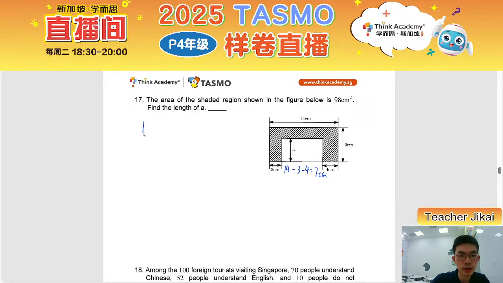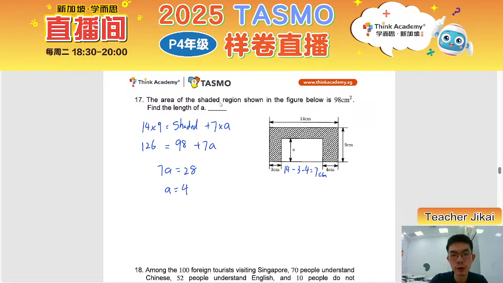Right. Total length 14, breadth 9. It will be equal to shaded and the missing rectangle, length 7, breadth 8 here. And we know the shaded is 98, right? So 126 will be equal to 98 plus 7a. So 7a here is 28. A here is 4. Right, this one is super easy.